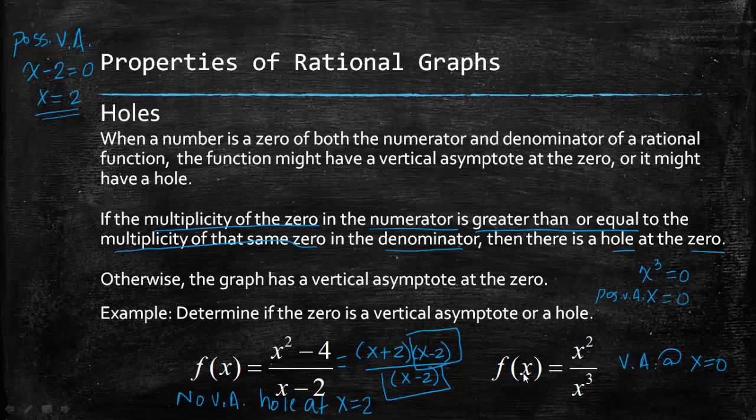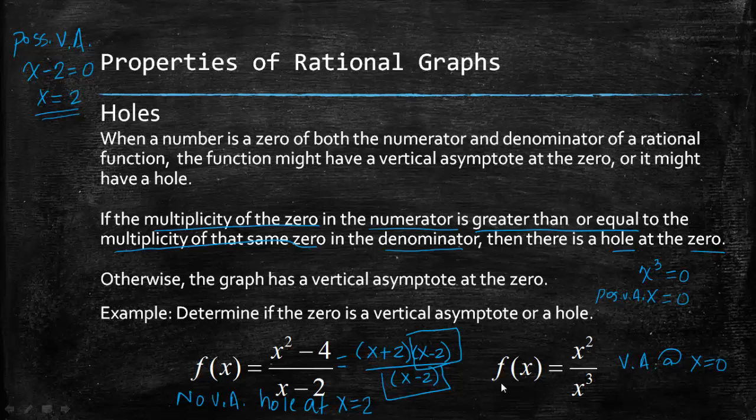Why don't I have a hole? Because I will only get a hole when the multiplicity in the numerator is greater than or equal to the multiplicity in the denominator. And that doesn't happen here. It's backwards. The multiplicity in the denominator is greater than the multiplicity in the numerator. Therefore, I know I have a vertical asymptote at x equals 0 and not a hole.